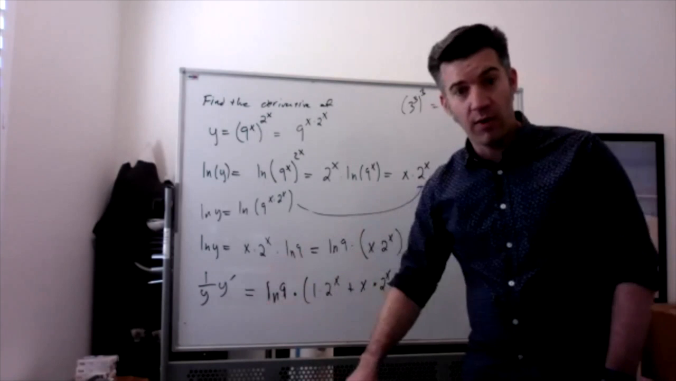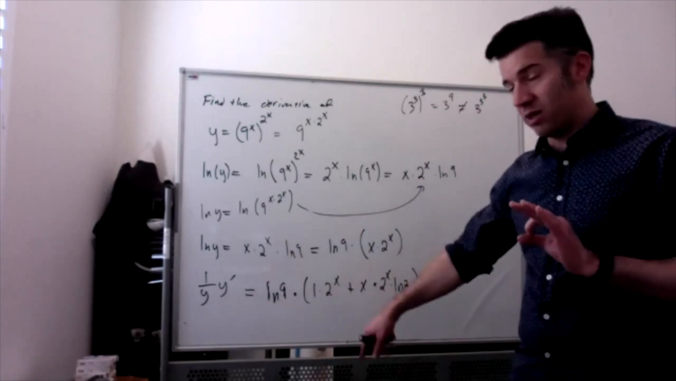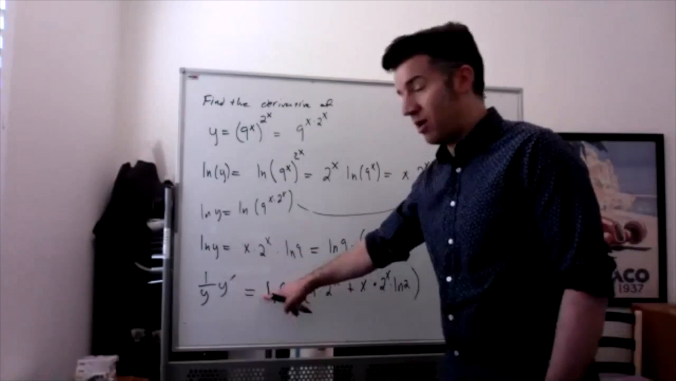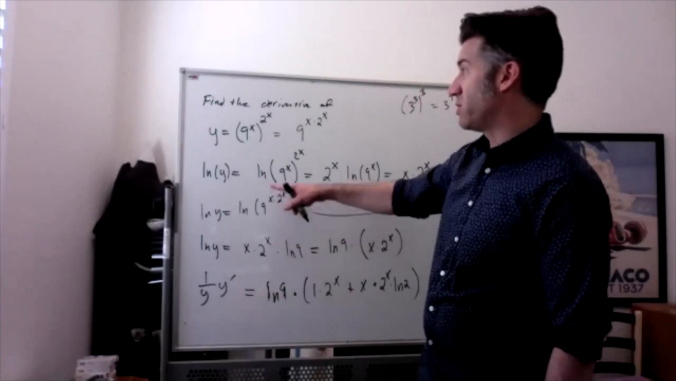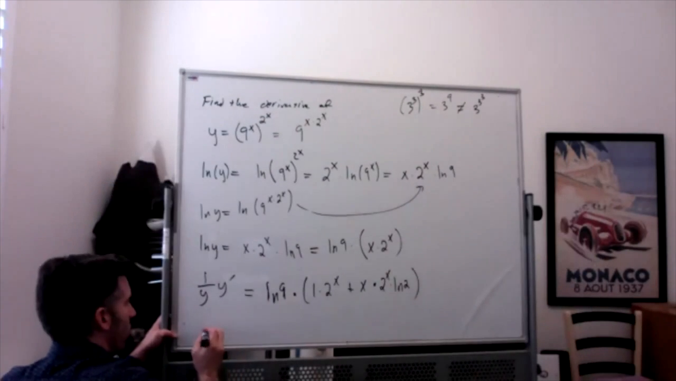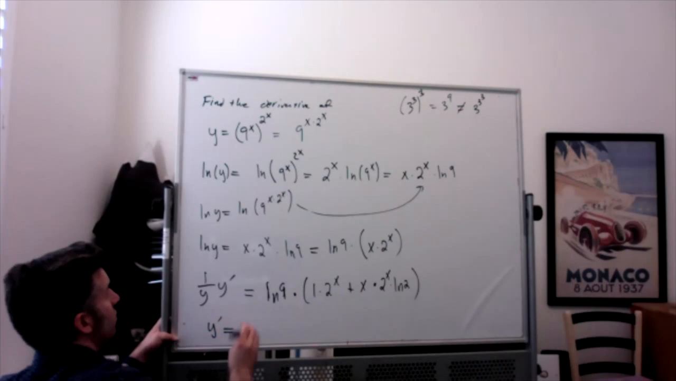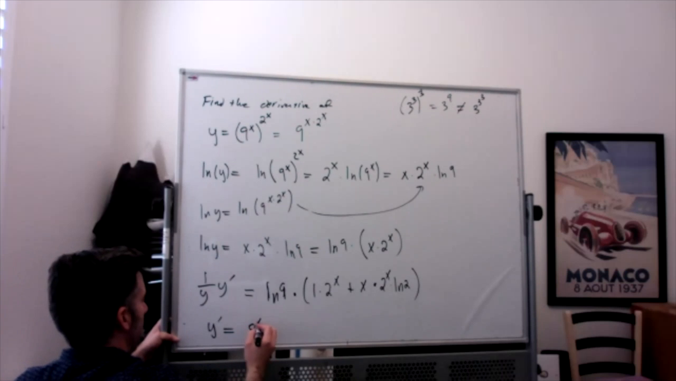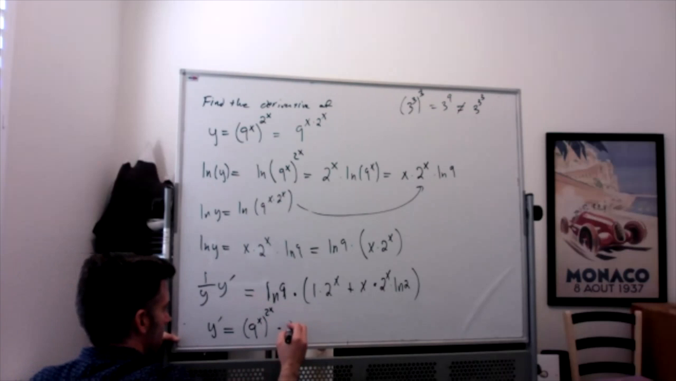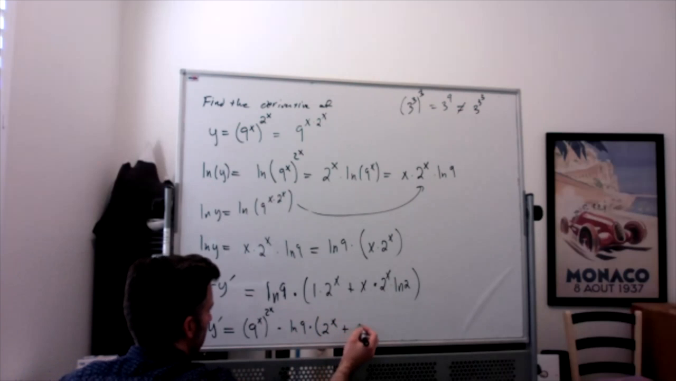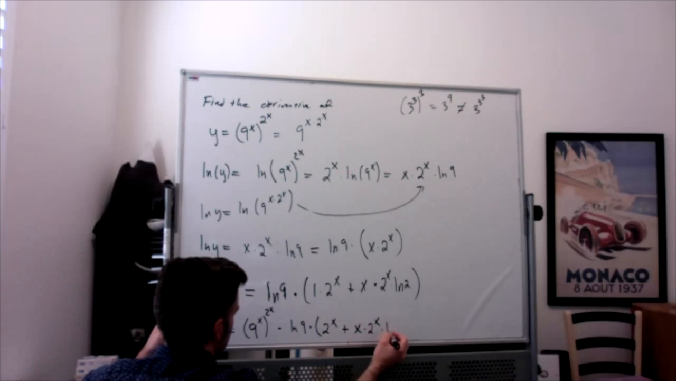We're going to solve for y prime. So I'm going to do this next step, since I'm out of room on the bottom here, I'm going to do the next part that would usually be 2 steps as 1 step. So I'm going to multiply both sides by y. I'm also going to replace y with what it's actually equal to. So I'm going to get y prime equal to y, right, which is 9 to the x to the 2 to the x, times all this natural log of 9 times 2 to the x plus x times 2 to the x times natural log of 2.